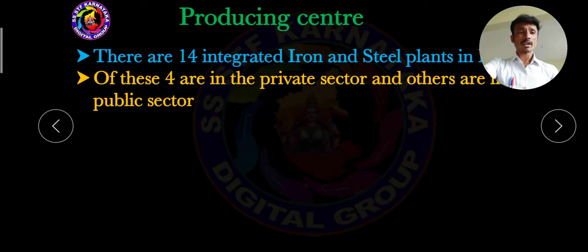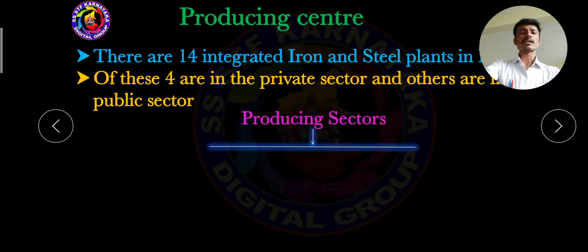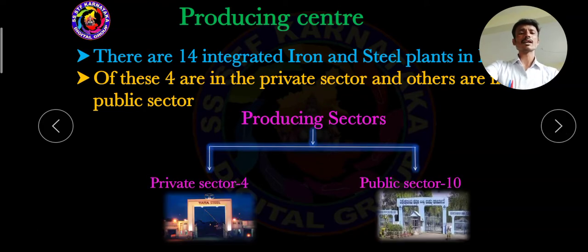Among those 14, 4 are controlled by the private sector, and the remaining 10 are under the control of the public sector. The public sector is the part of the economy that is run by the government. Let's see which are the important private and public sector industries. Private sector consists of 4, public sector consists of 10.